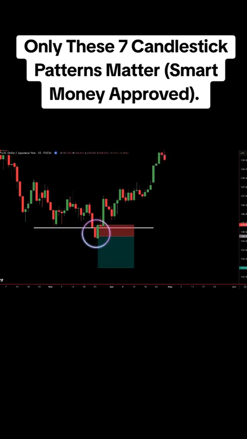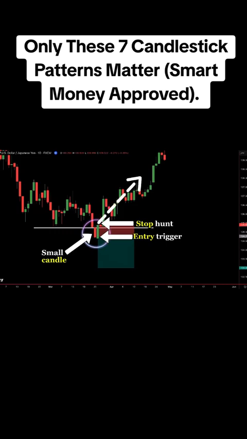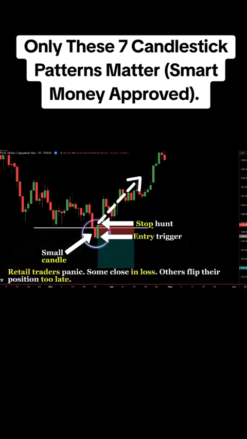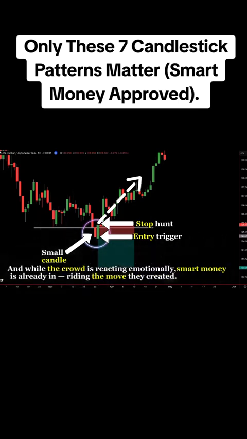But what's really happening here? Smart money uses that small candle to bait sellers. They trigger their entries, wait for stops to build up, then reverse the market and take liquidity. Retail traders panic. Some close in loss, others flip their position too late. And while the crowd is reacting emotionally, smart money is already in, riding the move they created.